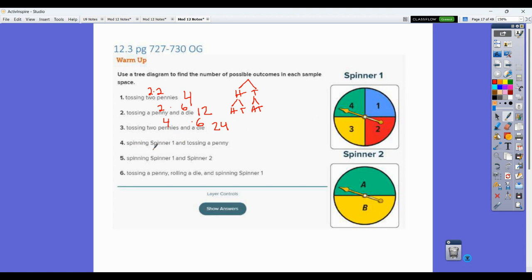Spinning spinner 1, you have 4 possible outcomes, and tossing a penny, you have 2 possible outcomes. That would give you 8 total possible outcomes when you multiply those. Spinning spinner 1 has 4 possible outcomes, and spinner 2 has 2. So that also gives us a total of 8. Okay, tossing a penny has 2, rolling a die has 6, and spinning spinner 1 has 4. So you do 2 times 6 is 12, times 4 is 48 possible outcomes there.